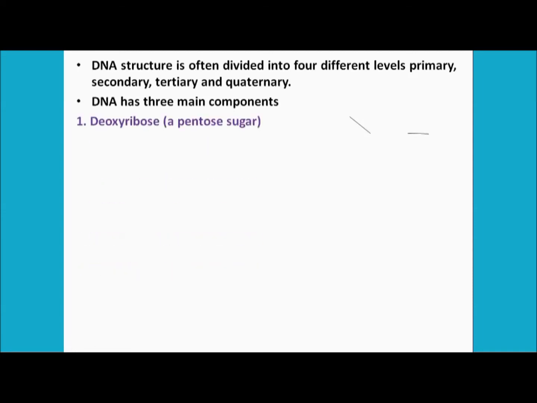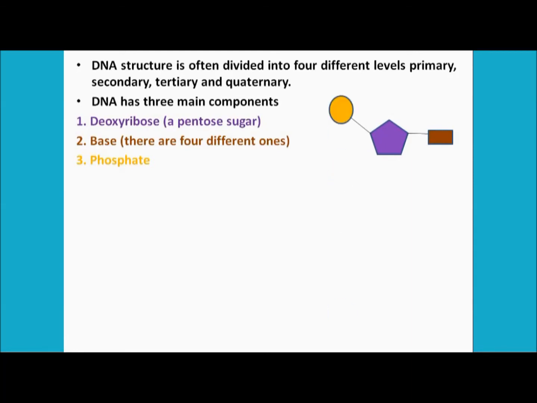First of all, it will have a pentose sugar, right? So let's start with the structure. The color is the same, right? So this is the pentose sugar. The next component is the base. There are four different ones. We know that they are A, T, G, C, right? So this is the base. Then we will have a phosphate group. Here you can see there is a phosphate group.